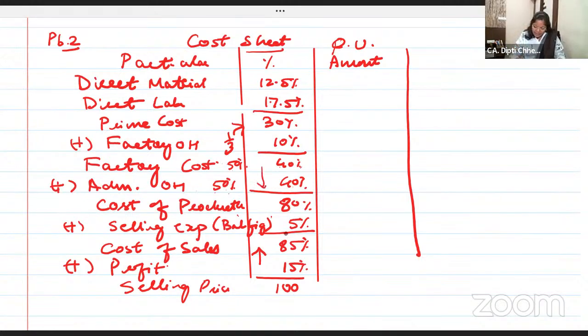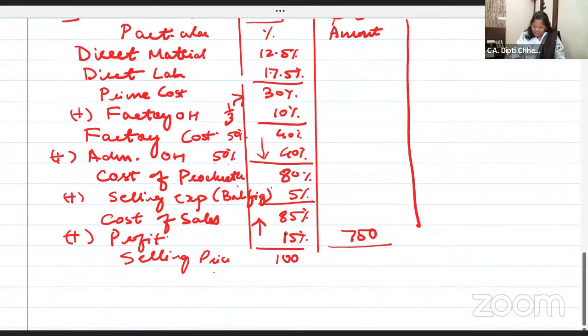See, I went like this down, but then I said, okay, selling price is 100. Ma'am, how did you take 100? 12.5% of 100. Profit is 15%, but the cost of the production is 80, means 5% balancing figure is selling expenses. Now the profit they have given is 750. Can you calculate sales? 15% profit is 750. 100 is how much? 750 into 100 divided by 15.